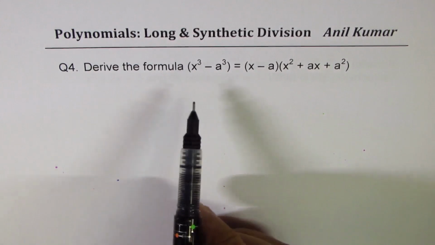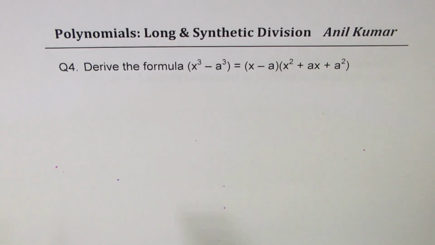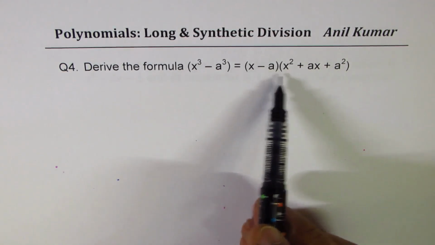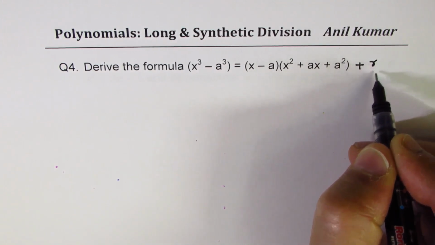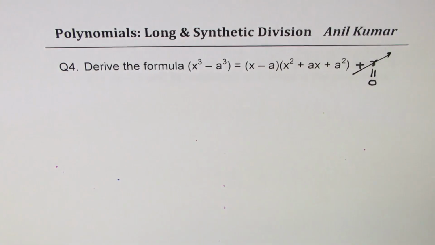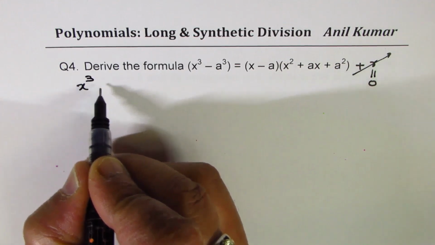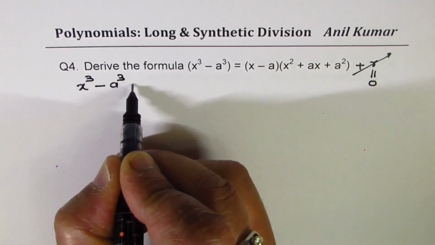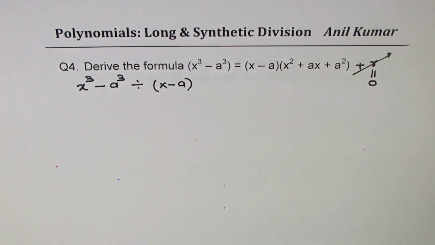Question number 4. Derive the formula x cubed minus a cubed equals to x minus a times x squared plus ax plus a squared. What we see here is that remainder is 0, right? So the remainder basically is equal to 0. Do you see that? So that term is not there. It means x minus a is a factor of x cubed minus a cubed. Perfect. So what we are going to do in this exercise is basically divide x cubed minus a cubed by x minus a. Correct? That's what we are going to do.